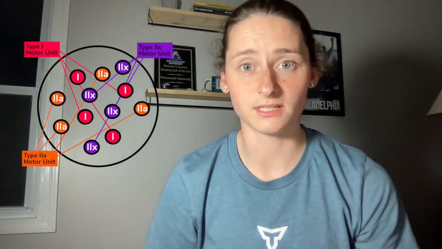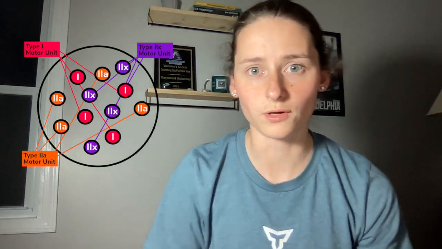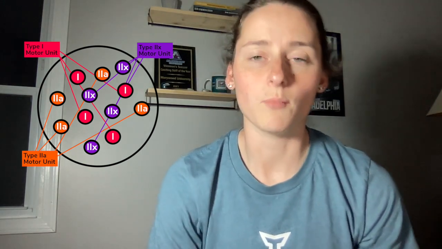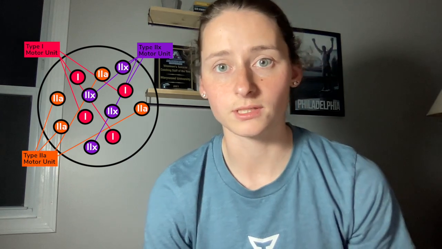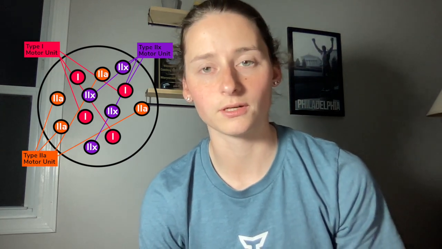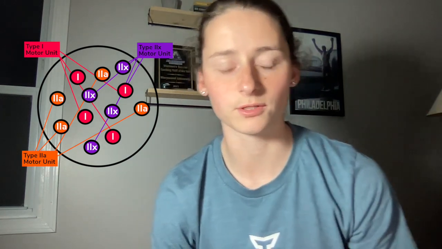Next, we're going to go ahead and talk about muscle fiber types and the different characteristics between each. If we zoom out and take a look at the muscle as a whole, each muscle is going to have a different distribution of type 1 or type 2 muscle fibers. A motor unit is composed of muscle fibers that are all the same type. So a type 1 motor unit is only going to innervate type 1 muscle fibers.